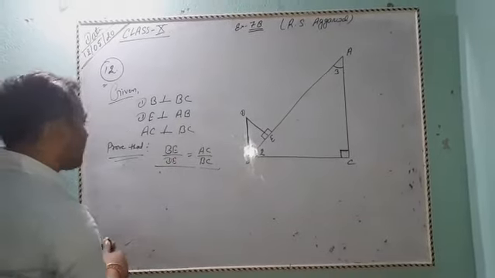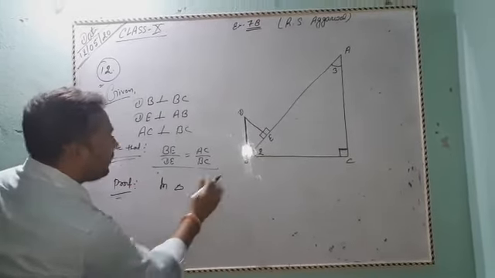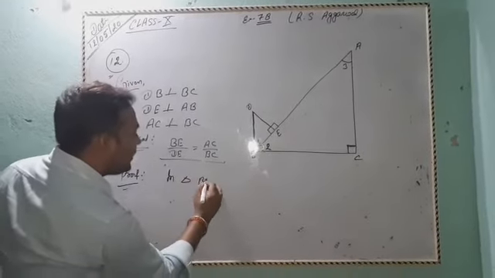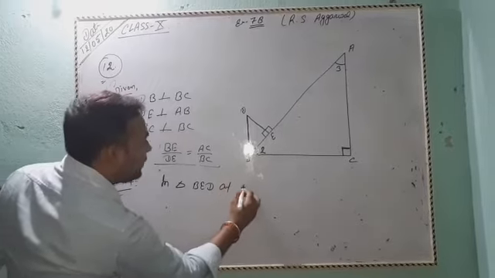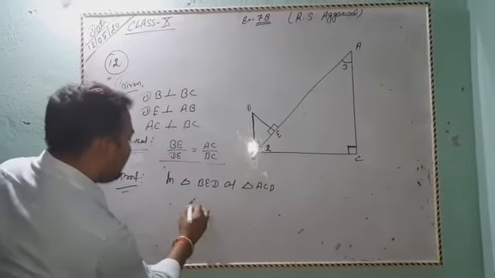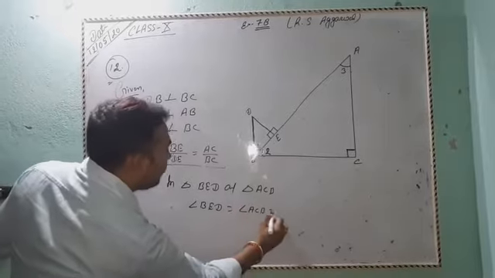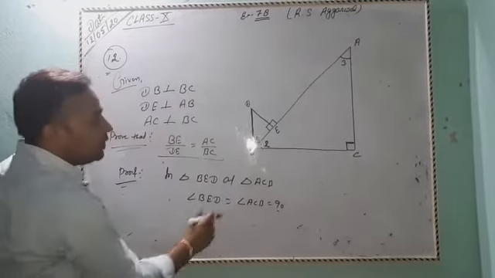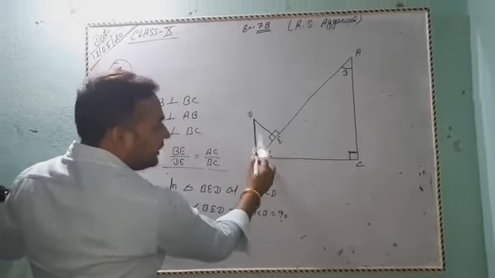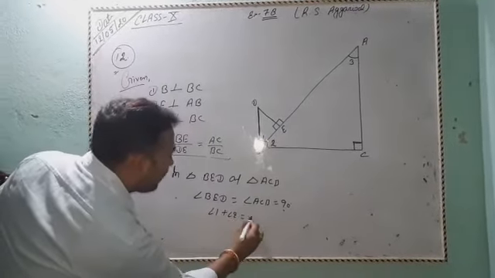So first of all, proof. In triangle BED and triangle ACB, angle BED equal to angle ACB equal to 90 degree. Okay students, since DB is perpendicular to BC, we say that angle 1 plus angle 2 equal to 90 degree.